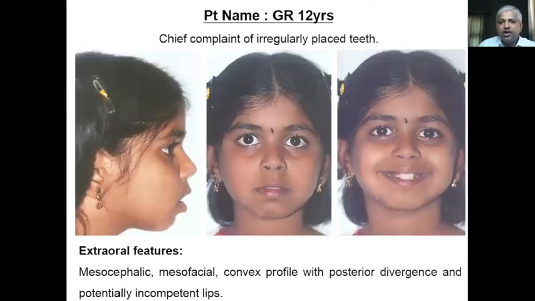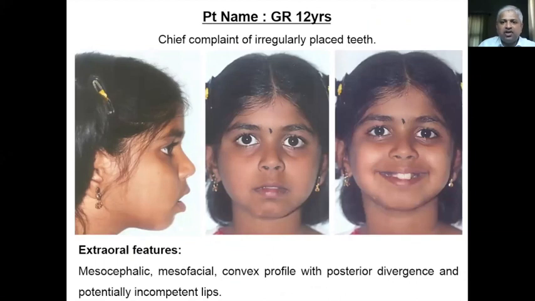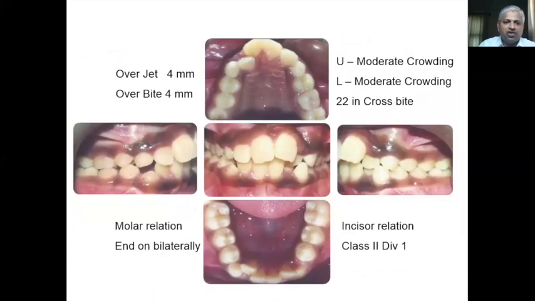Patient, a girl, 12 years old, complains of irregularly placed teeth. She is mesocephalic, mesofacial, with a convex profile, posterior divergence and potentially incompetent lips. She had an overjet of 4 mm and overbite of 4 mm with moderate crowding in the upper arch and in the lower arch, which is 2 in prospect. Molar relationship is end-on bilaterally, and incisor relationship is Class 2 Division 1.